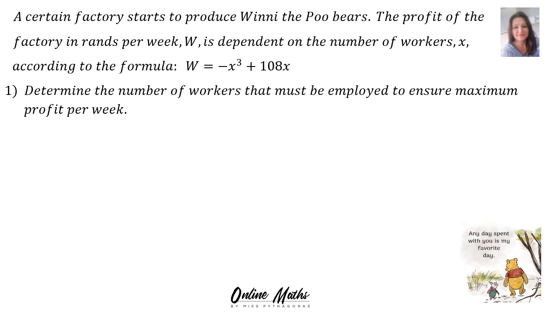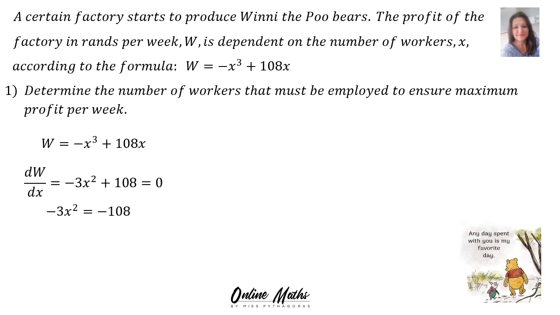Again, maximum minimum derivative equals 0. So we will take the profit equation and we will say dW over dx and we find the derivative equals minus 3x squared plus 108 equals 0. Let's solve x. Let the 108 walk across and we will divide away the negative 3. So we end with x squared is 36. Therefore, x is plus or minus 6. And then obviously x will be 6.